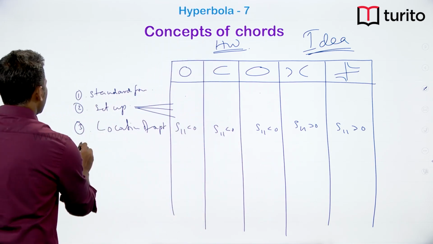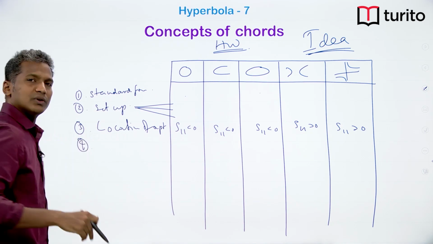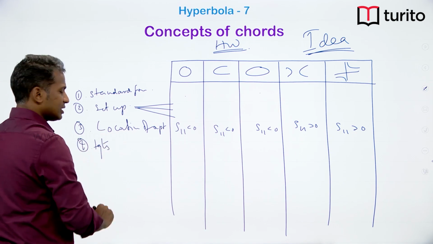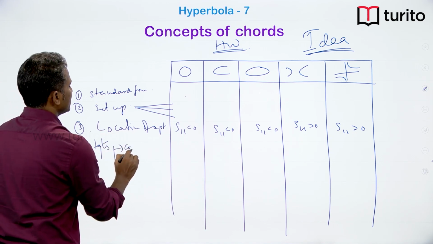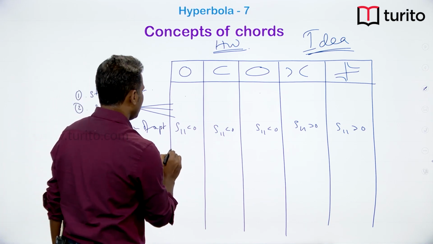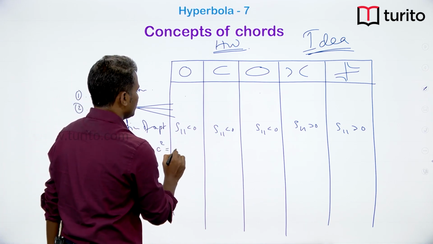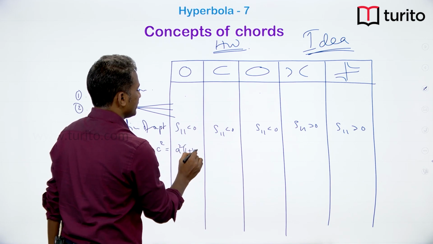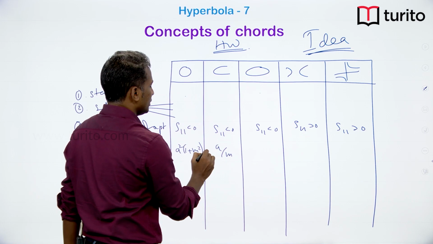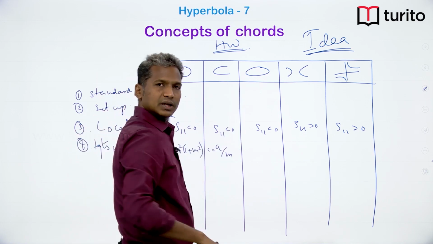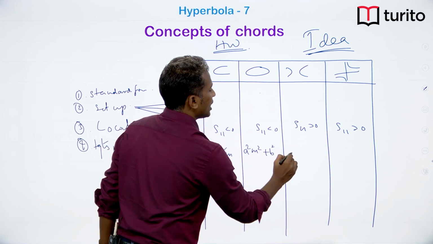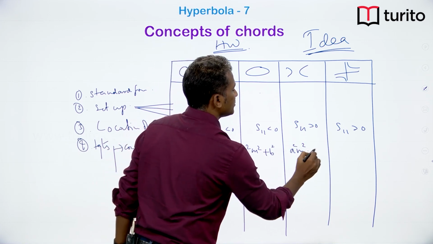Now after this you can go for all concepts of tangents. In tangents we have many concepts. Let's say there is the condition for tangency. What is the condition for circle? c square is equal to a square into 1 plus m square. What about parabola? c equal to a by m. For ellipse, c square is a square m square plus b square. For hyperbola, a square m square minus b square.